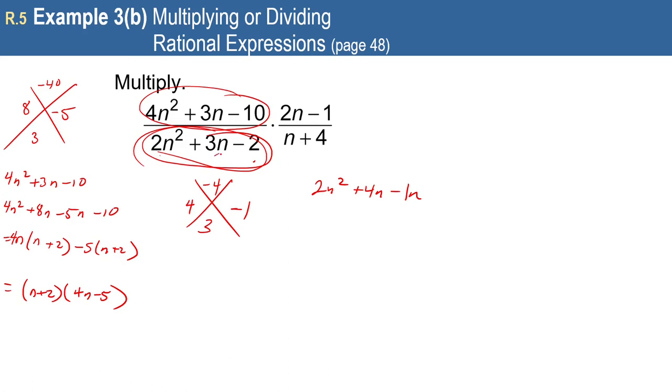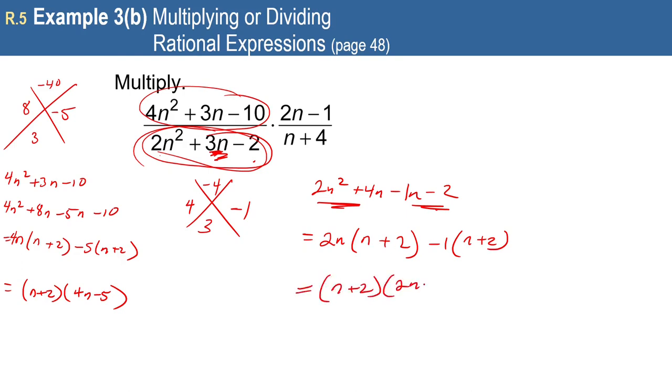And again, I'm splitting the middle. Minus 2. So let's do factor by grouping. This equals 2n times n plus 2. We'll take out a negative 1 here. That's n plus 2. This factors as n plus 2 times 2n minus 1.